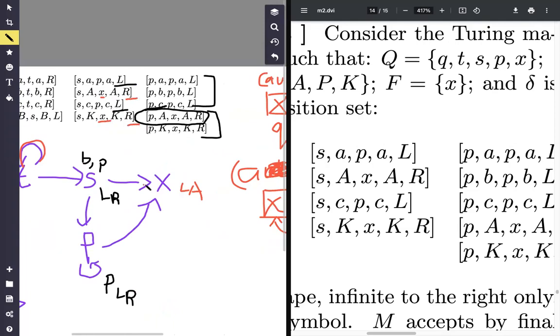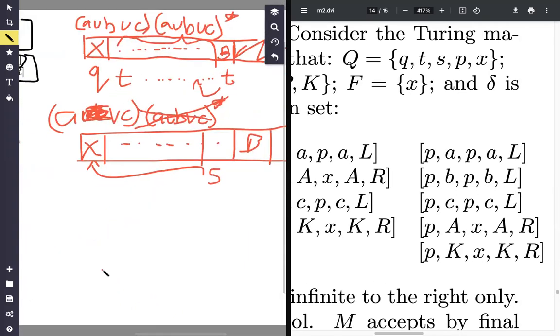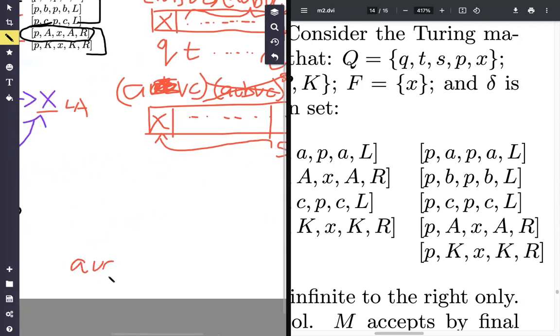Okay. Now I've made it to state X. I have no transitions for X, so I stop. And now I check, is X my accepting state, my final state? It is. Therefore, this is my regular expression. So A or C star. I mean A or C, no star.